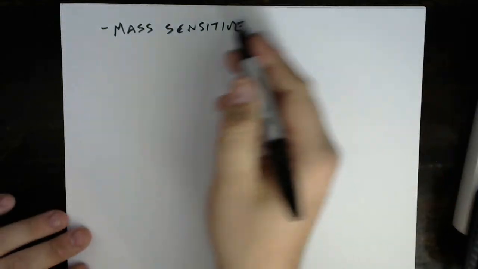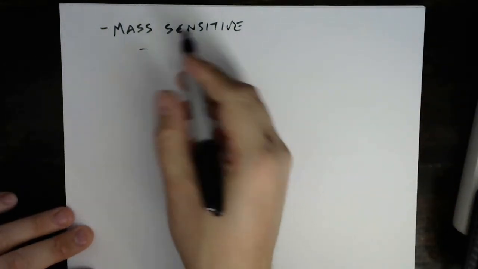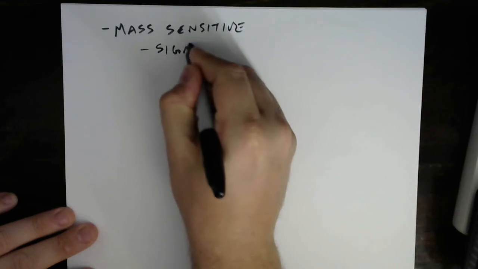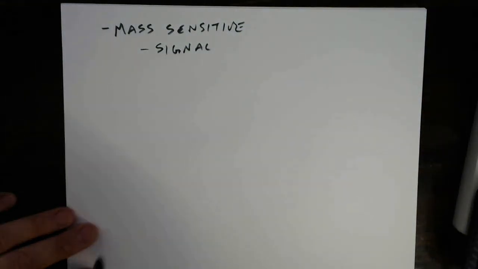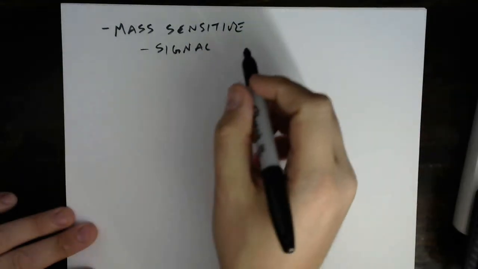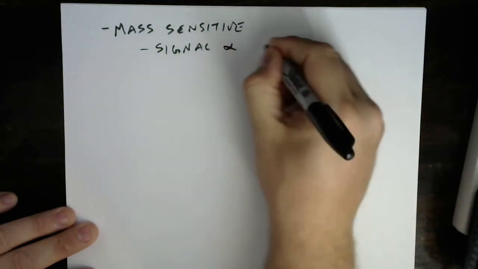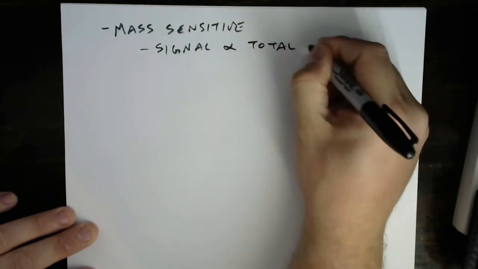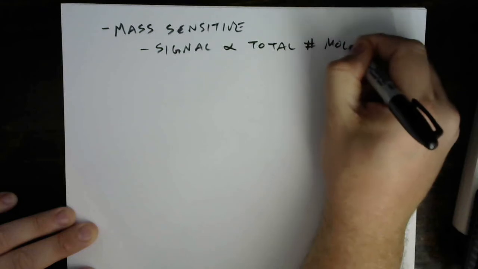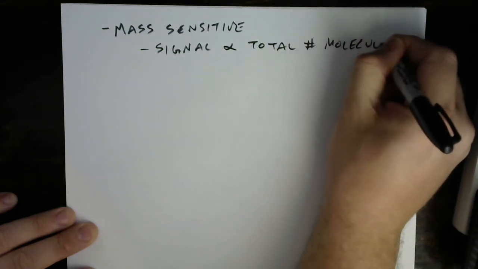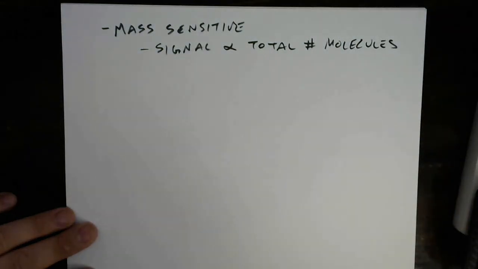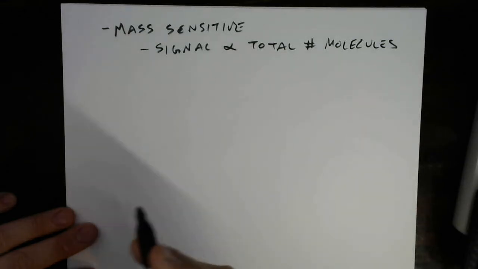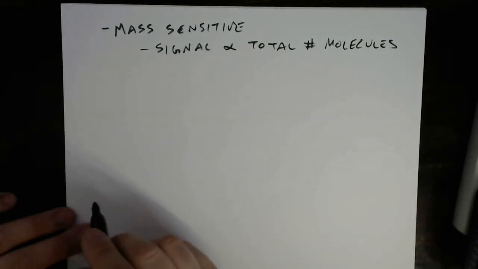All right, the other categorizing methodology we used for detectors was mass sensitive versus concentration sensitive. So in a mass sensitive detector, the signal is proportional to the total number of molecules that will pass through the detector, in the solution that sees the detector.